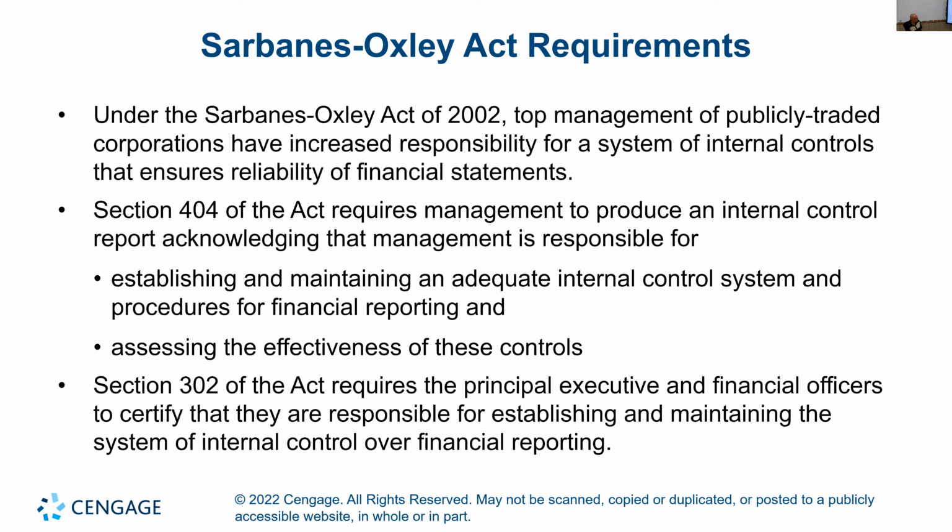And then section 302 requires that the principal executives, the chief executive officer and the chief financial officer, the CEO and the CFO, personally sign off that they have established and are maintaining these systems. It's a little more personal accountability. So hopefully internal controls get a little bit tighter.